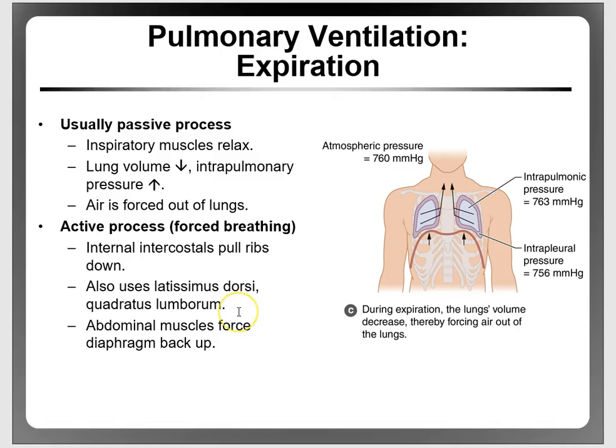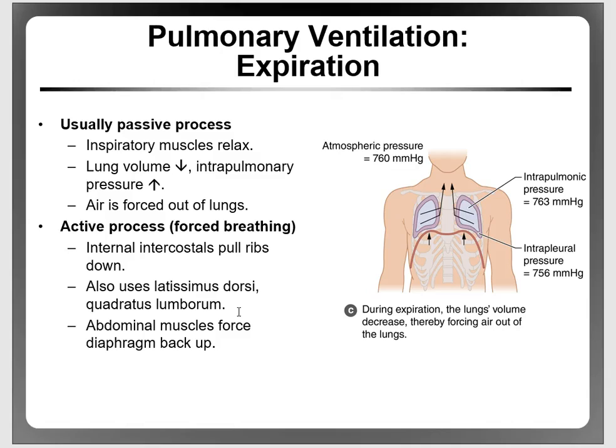Okay, so now let's talk a little bit about expiration. Expiration is actually a passive process. What that means is those muscles that we just talked about that contract, they're actually going to relax. When they relax, that causes a sort of recoil. It's called an elastic recoil of the lung tissue.